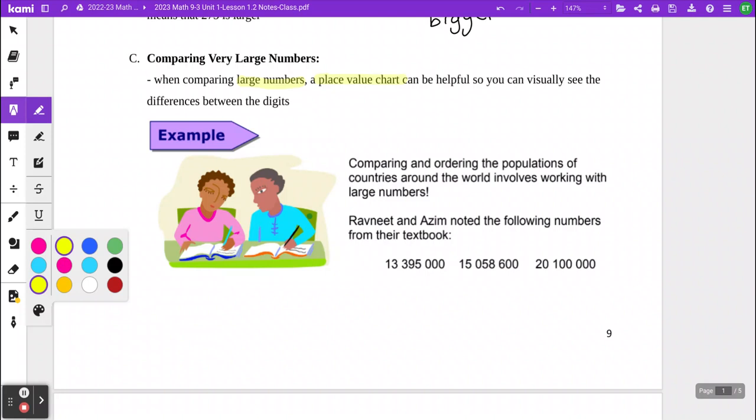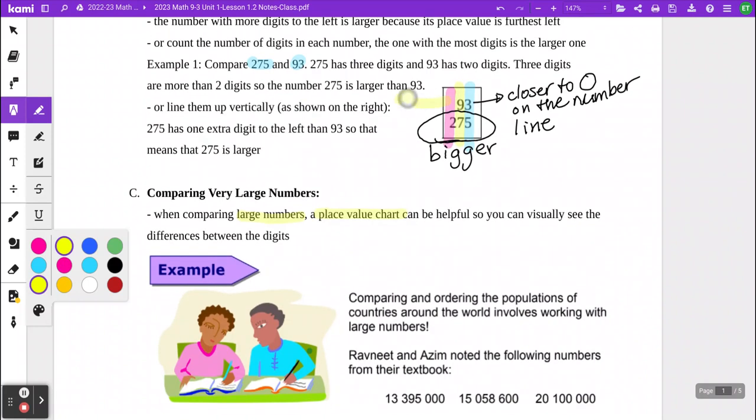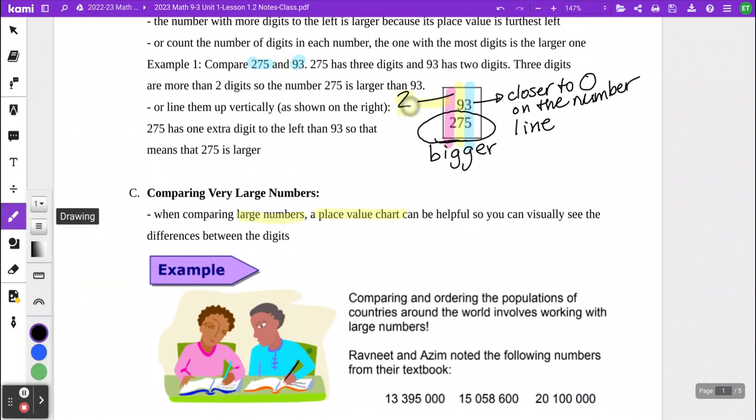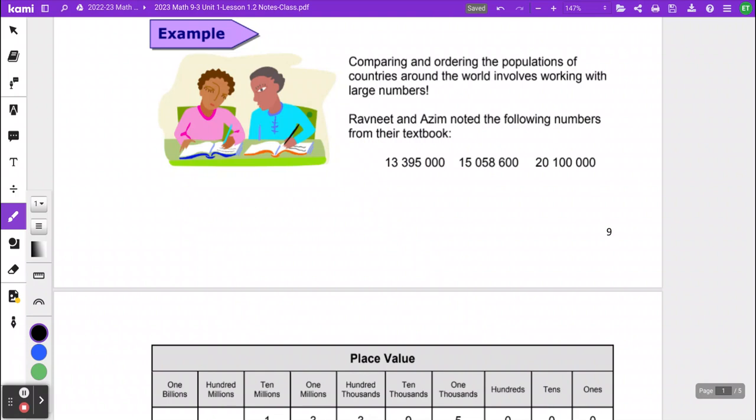Same thing here. So we've got Ravneet and Azim. They're looking at 3 different numbers in their textbook. Now, if we count the number of digits, each one of them has the identical amount of digits. Whereas in the previous question, we had 2 digits and 3 digits. 3 digits will be bigger. Okay? When we look at these ones, these have 8 digits, 8 digits, and 8 digits. Well, my goodness, that's the same for all of them.